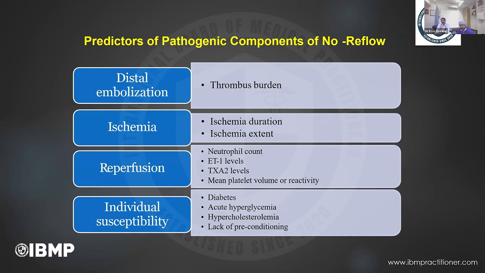So if the ischemic duration is more, the ischemic extent is more, or a large thrombus, like extensive anterior MI, where the LAD is totally thrombosed, these are very prone to slow flow. Again, reperfusion neutrophil count: if the neutrophil count is more, ET1 level, thromboxane level, and mean platelet volume reactivity are also predictors for slow flow or no flow. And those we have already discussed: diabetes, hypercholesterolemia, and lack of preconditioning. These people are very prone to slow flow or no reflow.